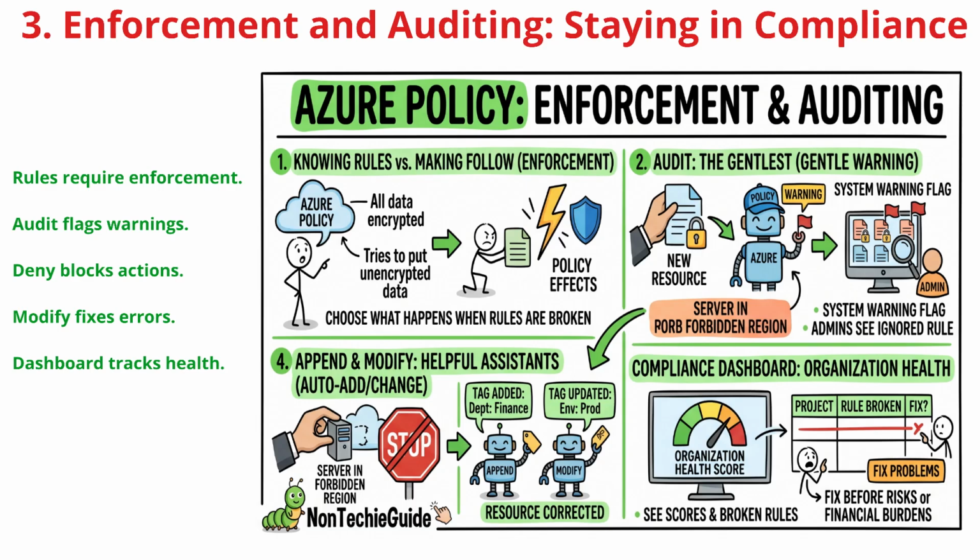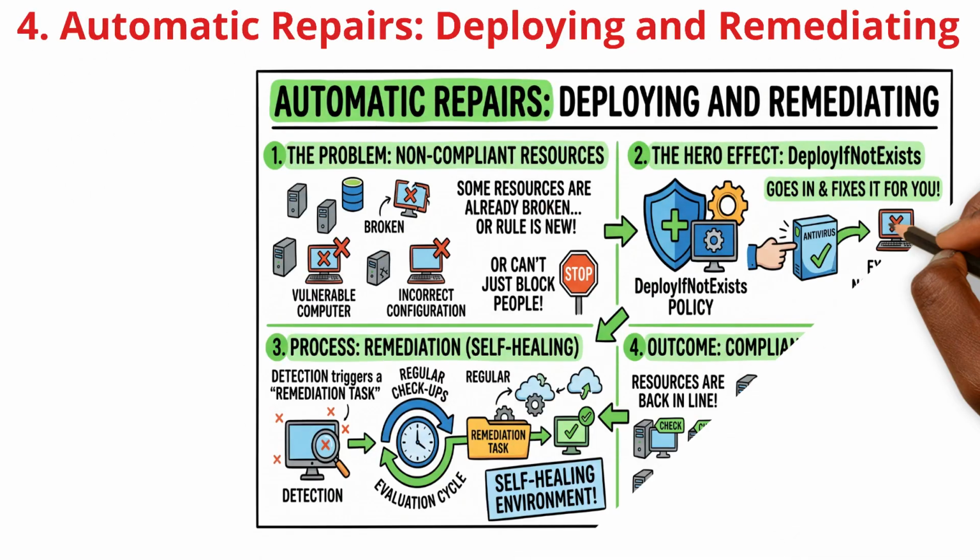For a more helpful approach, append and modify act as assistants, automatically adding missing information like department tags to keep things organized. Finally, the Central Compliance Dashboard provides an overall health score for your organization. It highlights exactly which projects are breaking rules, allowing your team to fix issues before they evolve into security risks or financial burdens.